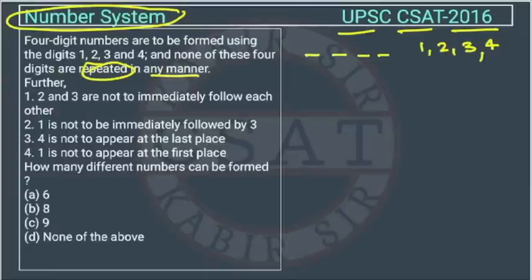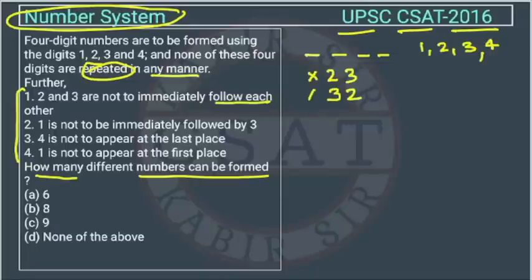Further, now the conditions are given. Then at last, how many different numbers can be formed? So after following these conditions, how many numbers can we form? Okay, so let's read. 2 and 3 are not to immediately follow each other, right? So what's the meaning of it? Its meaning is 2 is not followed by 3. So this combination is not possible, and 3 is not followed by 2, right?